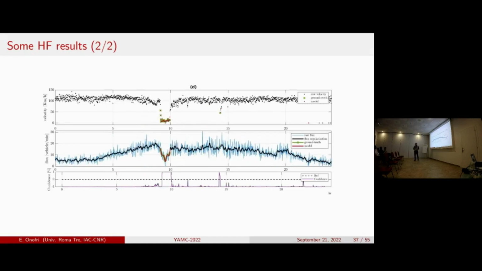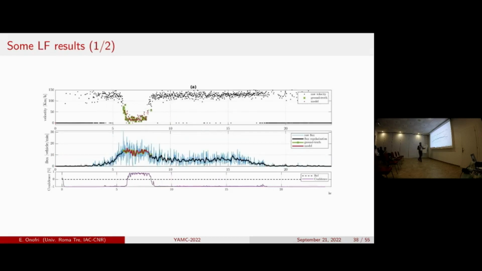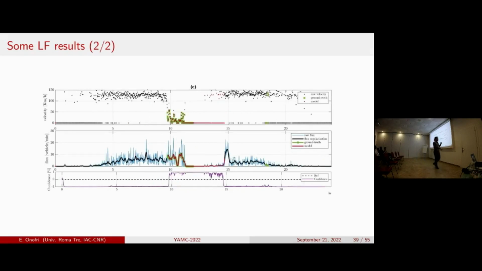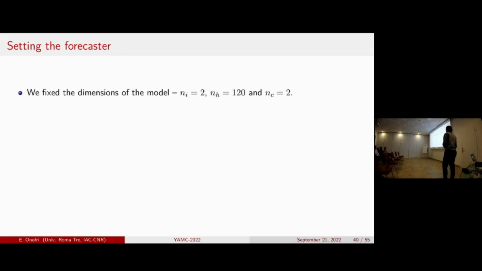I know that you are not here in order to see machine learning stuff, so now we go to the part of numerical analysis, which is instead not finished yet. So we still have many open problems.